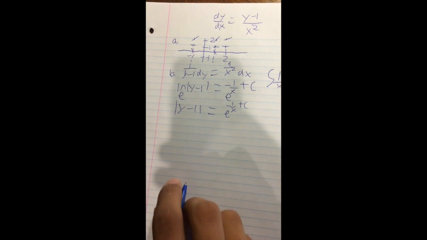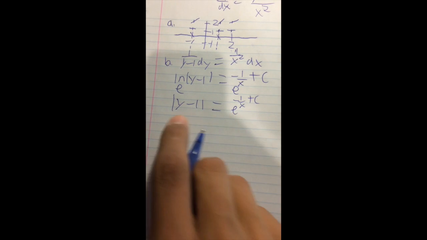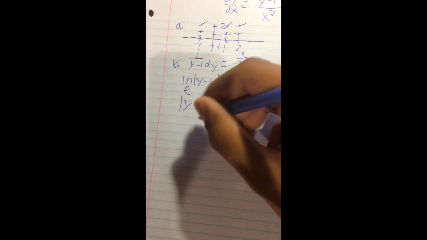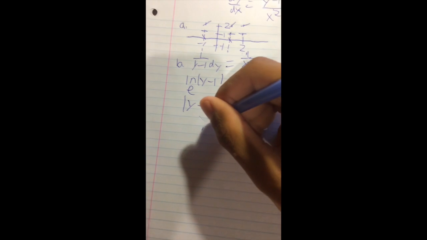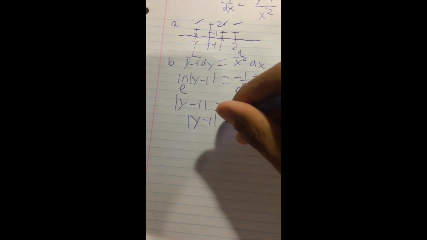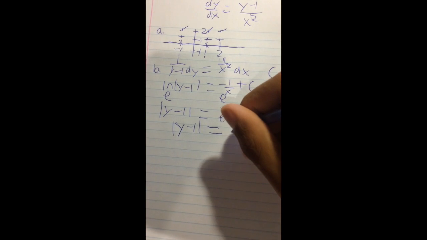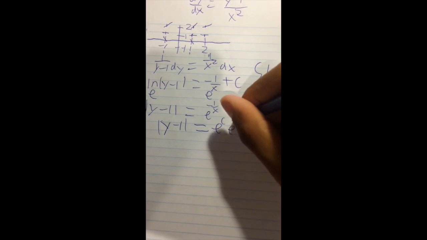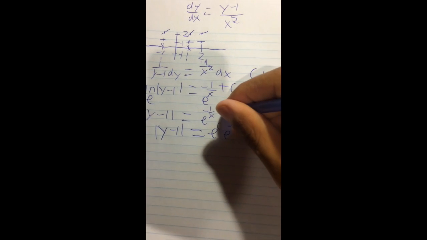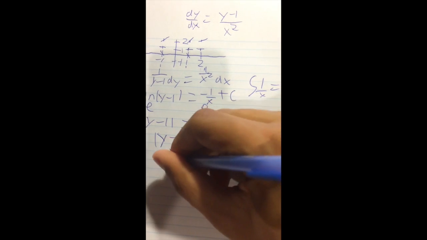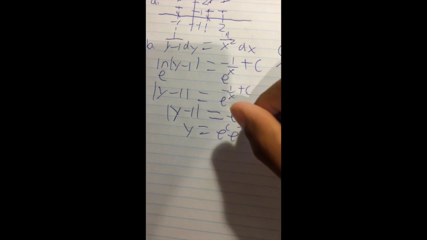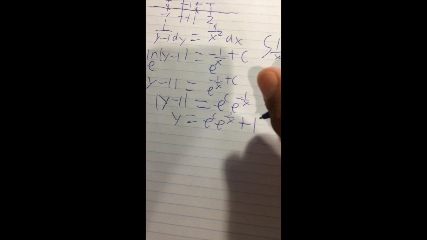Now what we're going to try to do is move this one over and isolate the equation so we can make the complete equation. So y minus 1 equals e to the c, e to the negative 1 over x. This is just separating the e's over here. And then y equals e to the c, e to the negative 1 over x, plus 1.